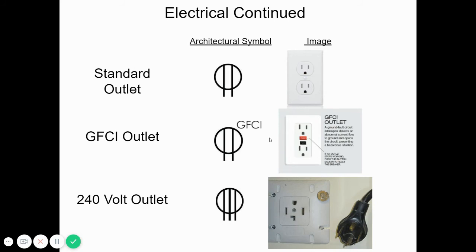And you can see that the only difference in the symbol is that it says the letters GFCI beside it. Otherwise, it looks like your standard outlet symbol. In this picture of the actual outlet, the only difference you see is that it has those 2 little buttons in between them. In this picture, they are red and black, but they might be white in the outlets in your home. Look around and notice which outlets have the little buttons in between them in your home, and that means it's a GFCI outlet.